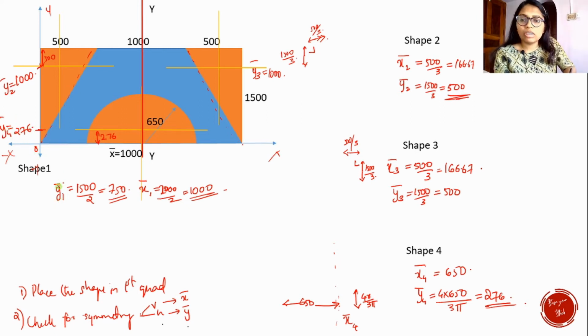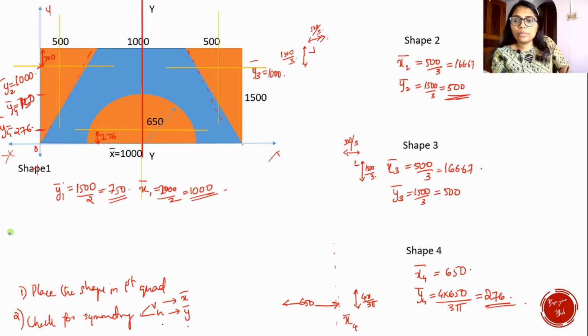Now what about y1 bar? y1 bar is also 750, which was measured from the base of the rectangle. So from the origin we have to take clearly at the middle, we will have 750, which is your y4 bar. Okay, and now it's time to collect all these y coordinates of individual figures and combine them up, put it in the equation and get your y coordinate of the complete figure.